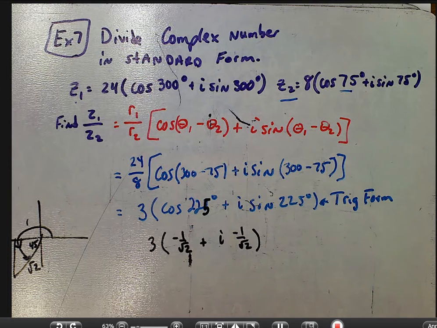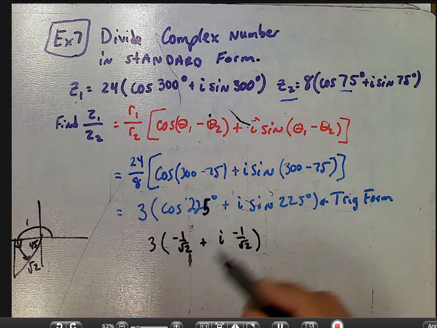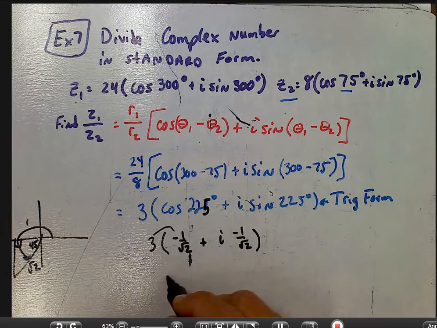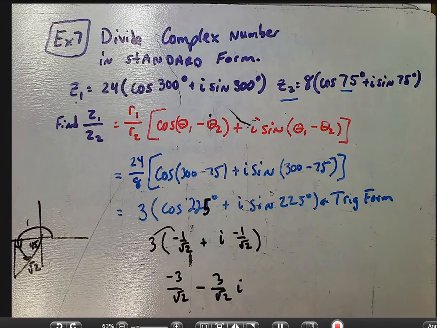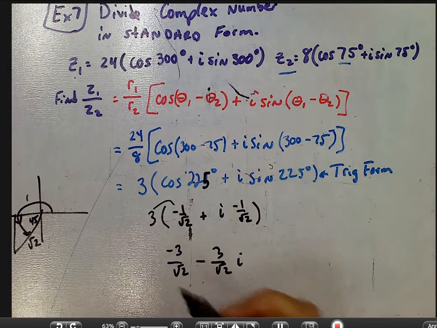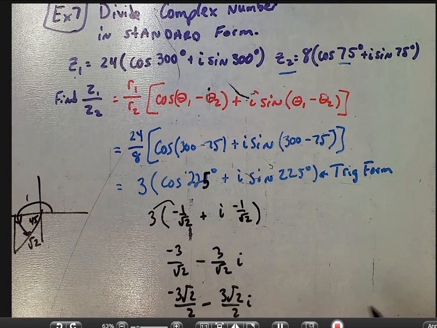And we rationalize this, or I can do distributive property, which would be negative 3 over square root 2 plus, well, we're going to change that now because it's 3 times negative 1. It's going to be minus 3 over square root 2 I. Then to rationalize it, I have to multiply the top and the bottom by the square root of 2. And so that makes negative 3 square root 2 over 2 minus 3 square root 2 over 2 I. And this is known as the standard form of the number.